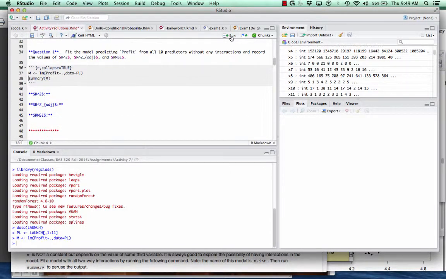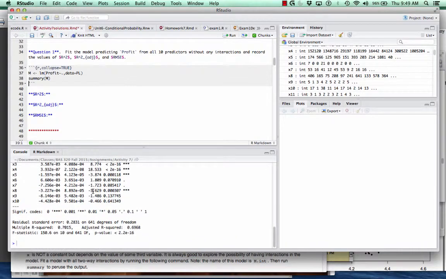So I fit the model, run the summary, and I'm asked to report what the value of r squared is for the model, and that's what R refers to as multiple r squared, so 0.7015. R squared adjusted is 0.6968. And finally, the root mean squared error, the typical size of the residual, R calls that the residual standard error, so that is 0.2831. So typically it looks like the actual profits of these products are about 0.28 units away from what the regression would predict.